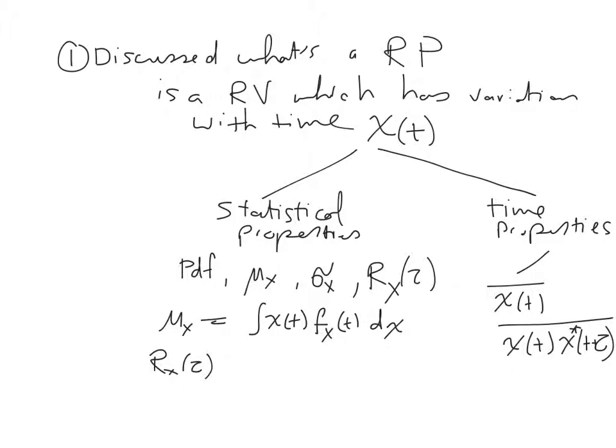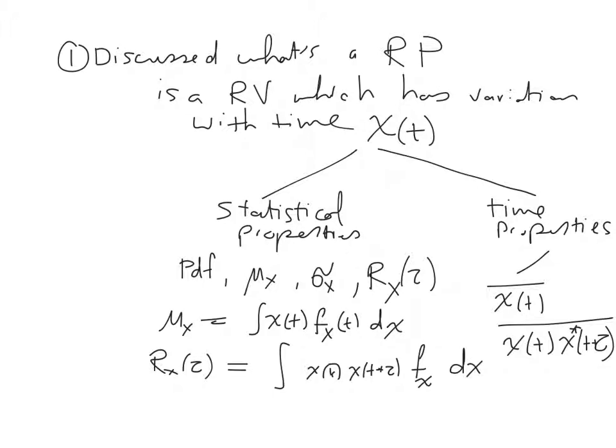Similarly, if I want to do Rx of tau, this is the integral, typically a double integral, but we just write it as one, because if we have more than one variable, we have more than one integral. So it's an integral of x of t times x of t plus tau or minus tau, doesn't matter, shift up or down, it's the same thing. And then you multiply by f of x. And typically these are joint distributions between x of t and x of t plus tau. And you integrate with respect to x again.